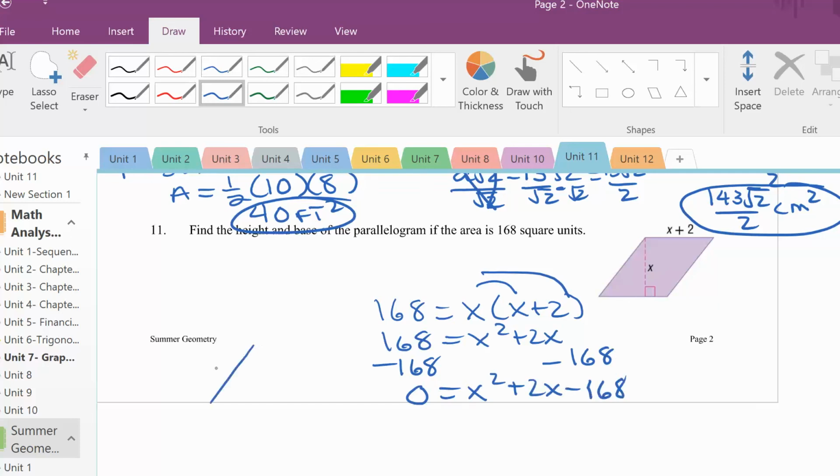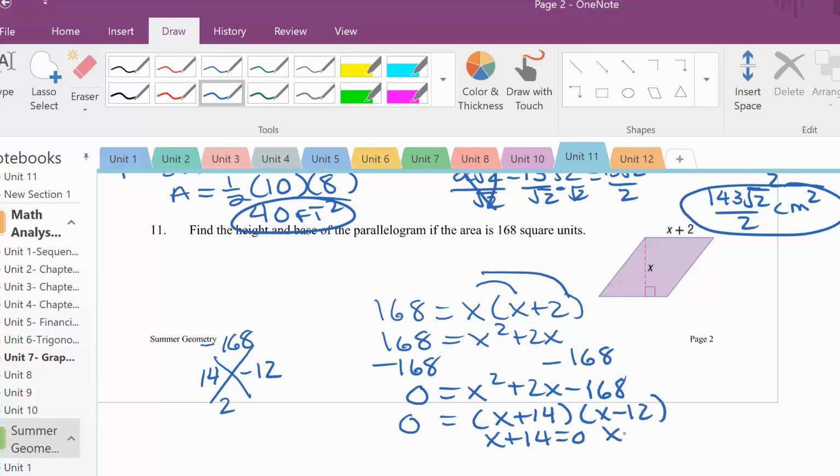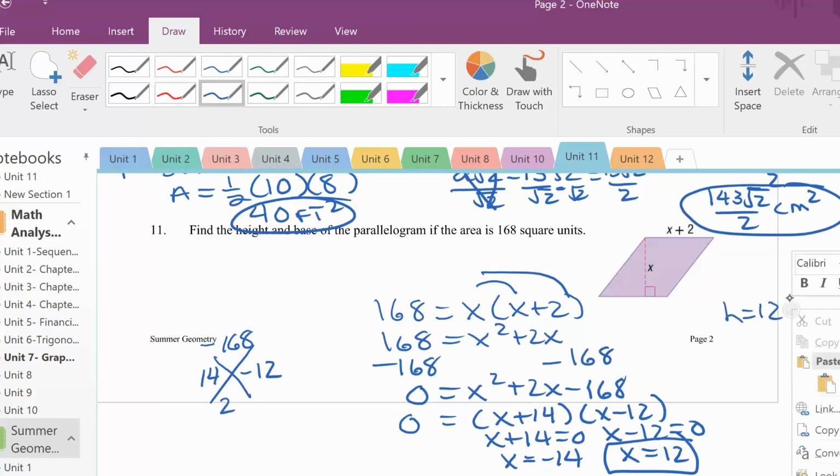And now the factors of negative 168, which add to 2, are 14 and negative 12. So this becomes x plus 14, x minus 12. So you set these equal to 0. And you get x equals negative 14, x equals 12. So the height is equal to 12 units, and the base is equal to 14 units because it's 2 more.